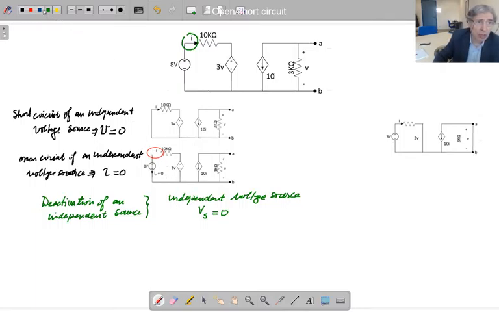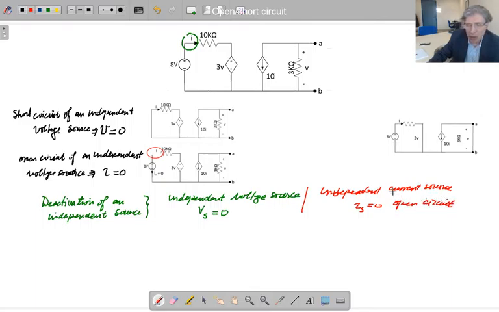When you are deactivating an independent current source, that means the current of this independent current source is going to be equal to 0. That means open circuit, isn't it? So you're going to make an independent current source an open circuit, and an independent voltage source a short circuit.